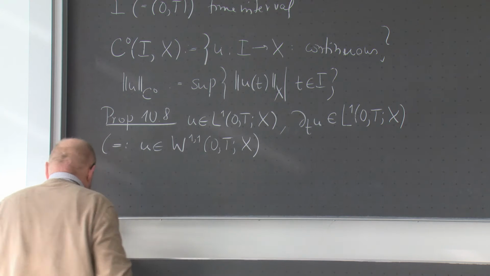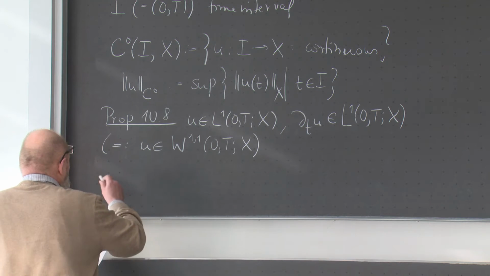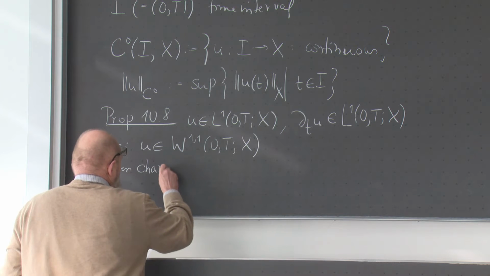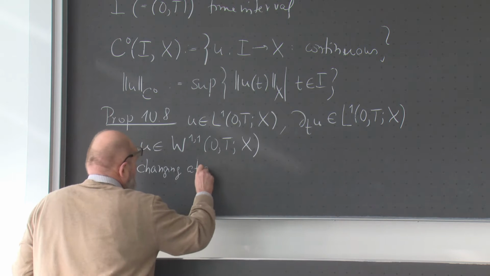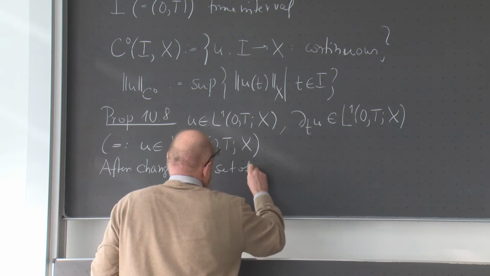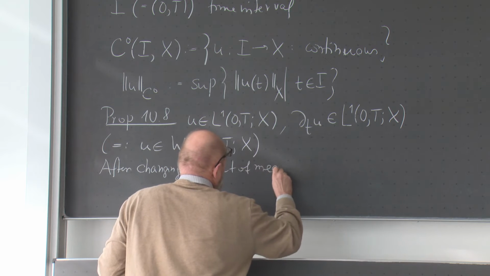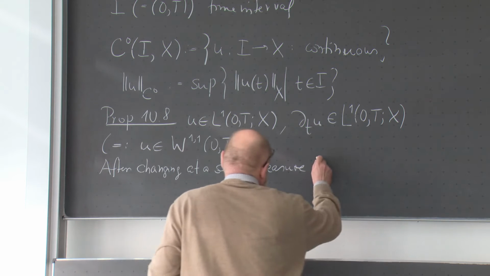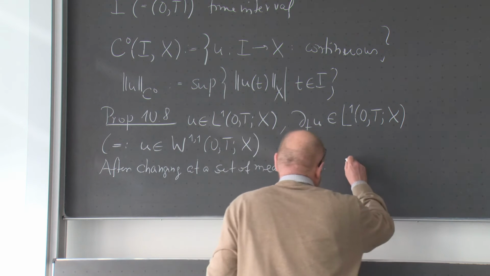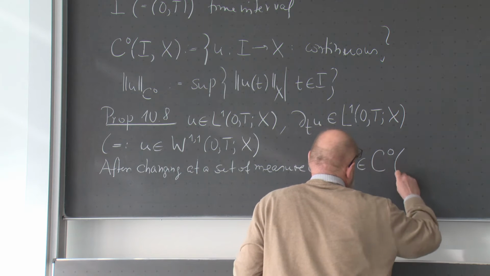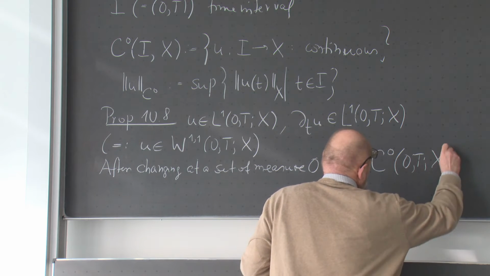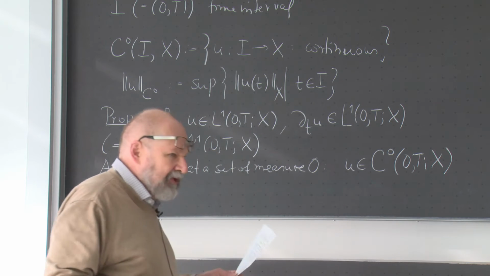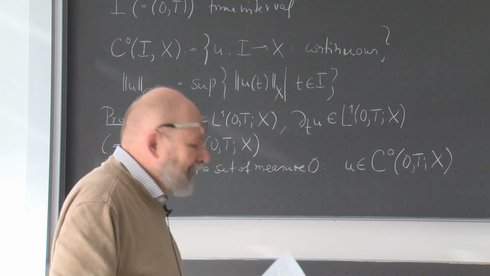That means the following. Let me write it in this way. After changing at a set of measure 0 a subset of the 0t interval, we have the following. The function u is a continuous function. Sometimes I write the interval in this way and sometimes in the other, or better to say Schweitzer does so and I follow him blindly.